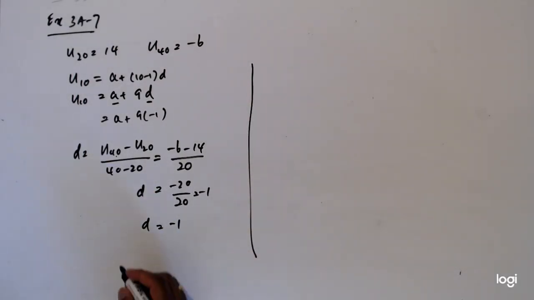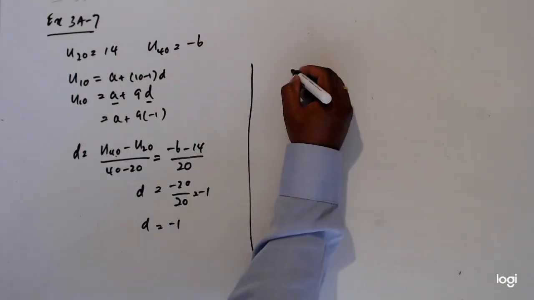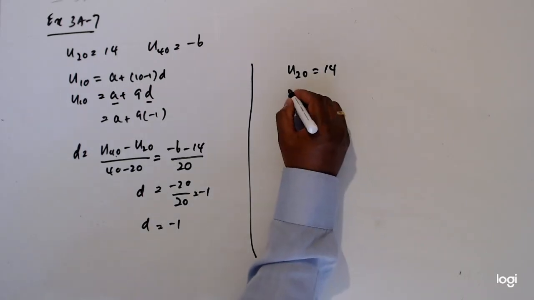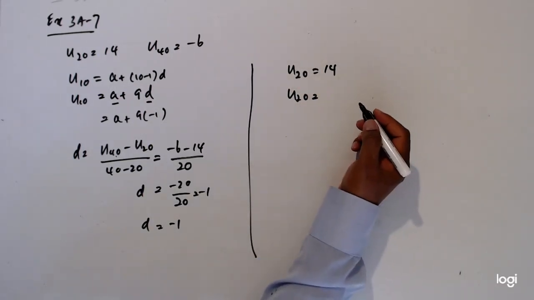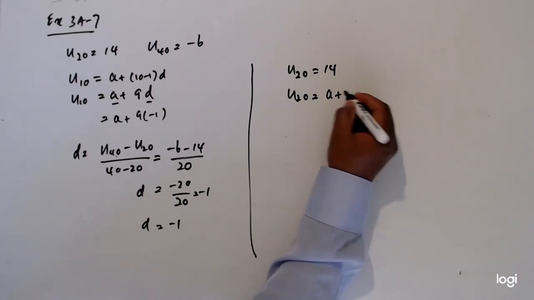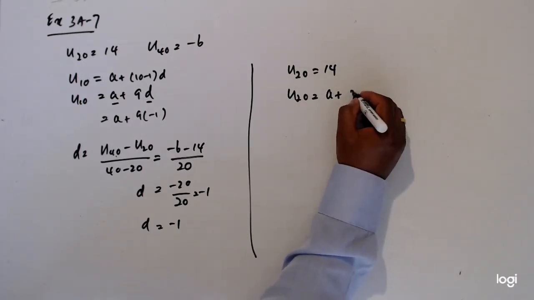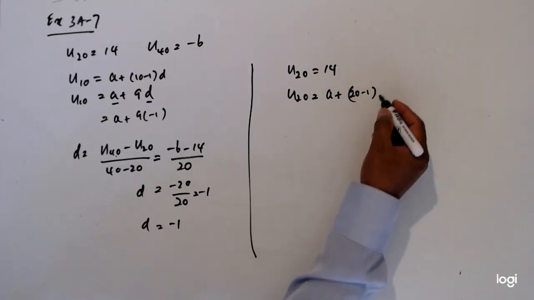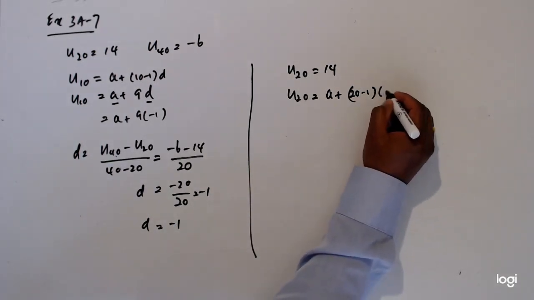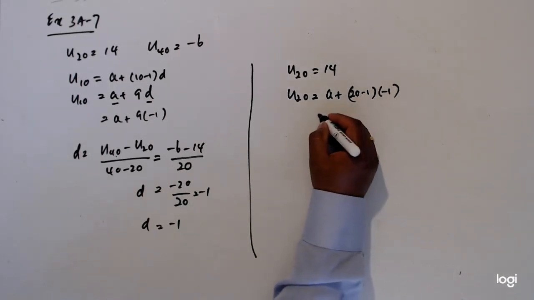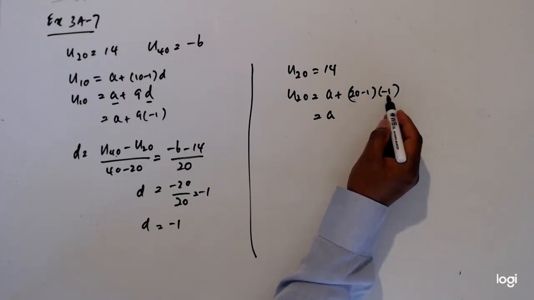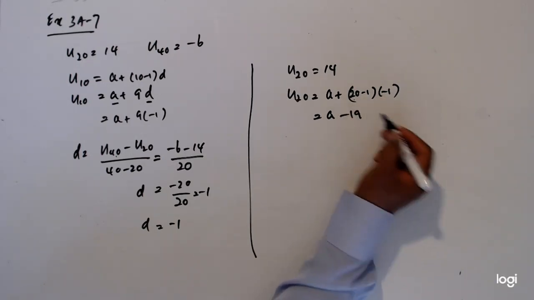Now we need to find A. So we can find A now, we'll use this equation. U20 is 14. Now we know U20 is what again? First term A plus 20 minus 1 times D, which we found out now is minus 1. So this is A, 20 minus 1, 19 times minus 1, minus 19.